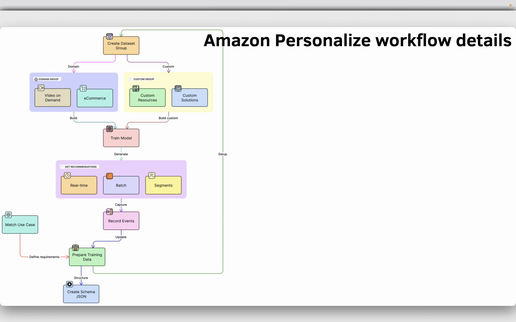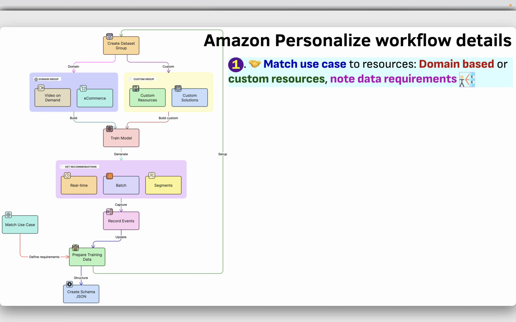chatbots. So Amazon Personalize workflow details. So first, you match your use case to Personalize resources, and here Personalize features domain-based resources and custom resources configured for different use cases. When you match your use case to an Amazon Personalize resource, note its data requirements, and after you choose a use case or recipe, this information can help Amazon Personalize prepare your data.